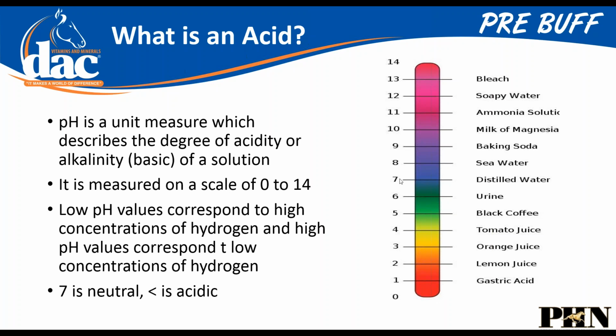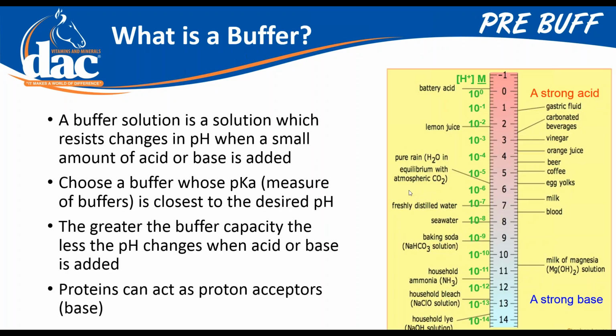If you look right around there, we've got urine, if you're drinking plenty of water, and seawater right around that neutral level. But the water that we're drinking, normal distilled water, is a pH of 7. That is right there in the middle. We're not acid and we're not basic. It's what we consider neutral.